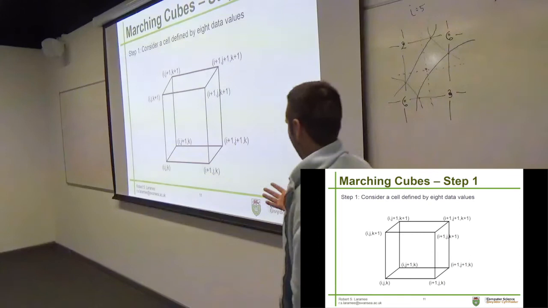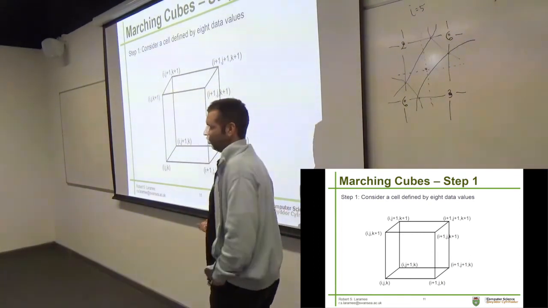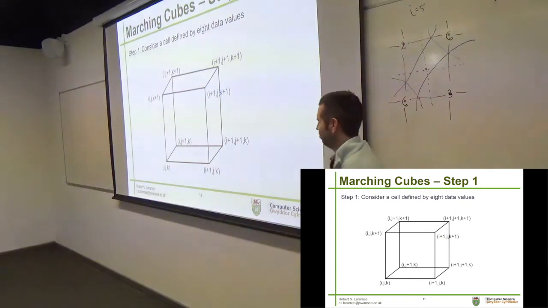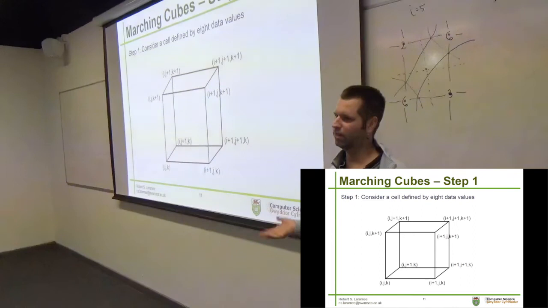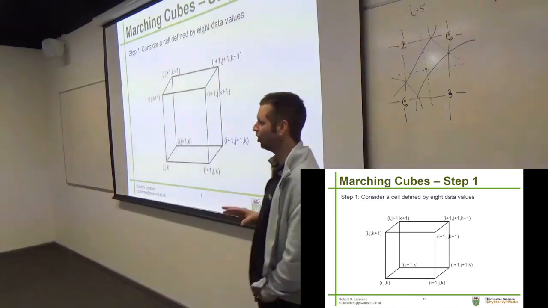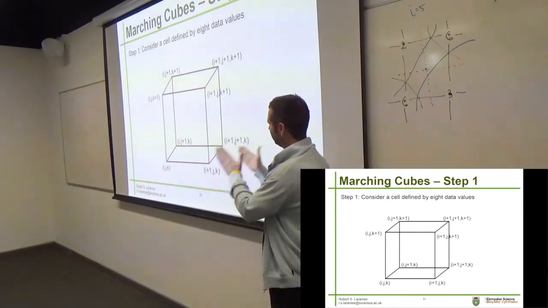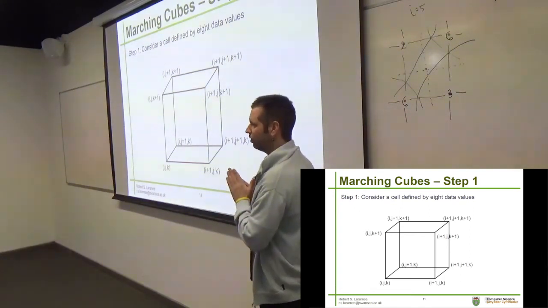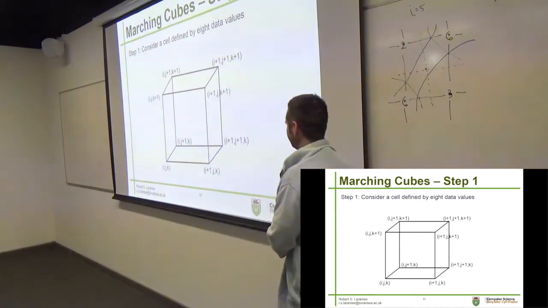So we can process the data one cell at a time. In the original paper, the Lorensen and Cline paper from 1987, they read in one slice of data at a time, as opposed to one cell at a time, or actually two slices at a time. So if you have two slices of data, you get a full plane of cells at the same time.